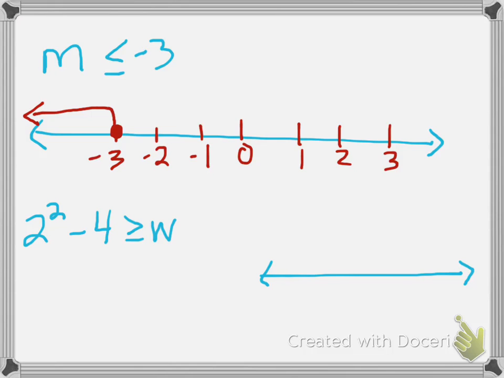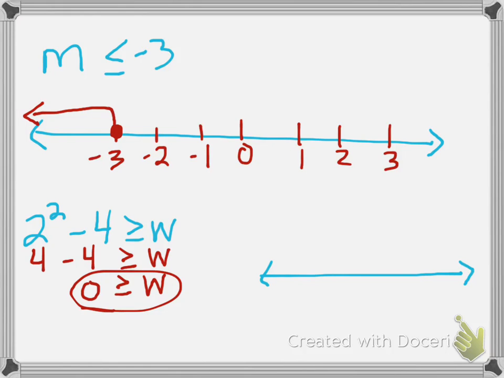Now here I have an expression that I have to simplify before I can know how to put it on the number line. So exponent first, 4 minus 4 is greater than or equal to w. 4 minus 4 is 0. 0 is greater than or equal to w. Okay, now this is what I graph. So here's 0, here's 1, here's negative 1. I'm at 0. I can be equal to 0, or I can be greater than 0.